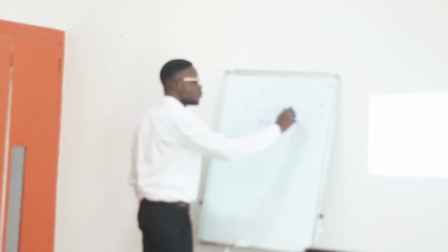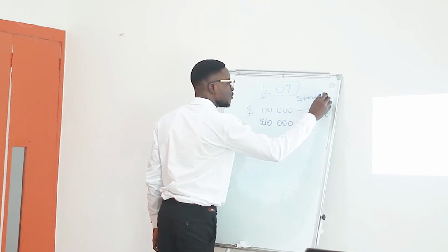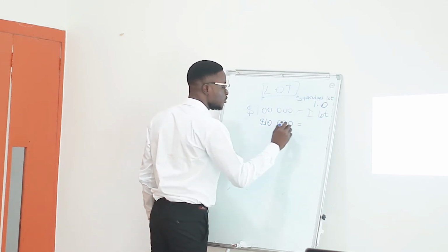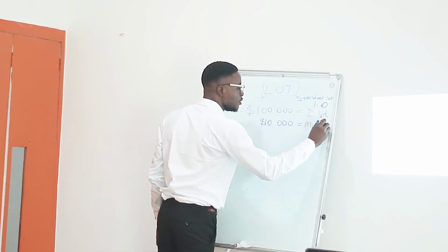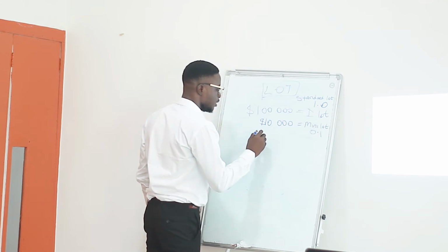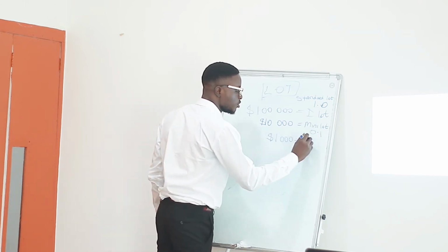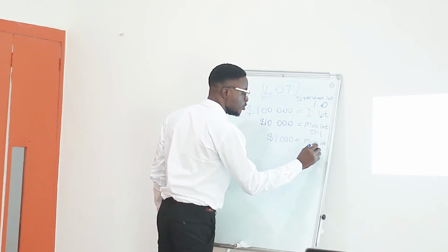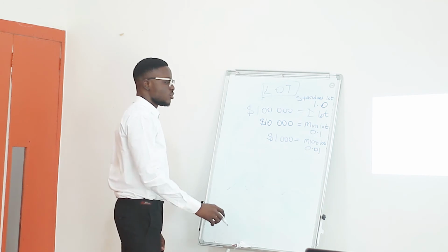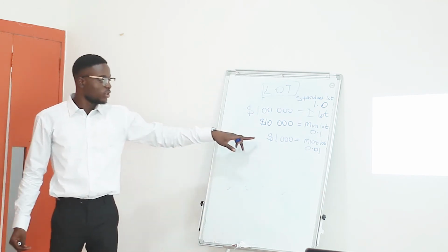This one lot is called a standard lot. Then this $10,000 is called a mini lot, 0.1. And if you don't have that, you can just open a $1,000 trade. This is called a micro lot, and this is 0.01.